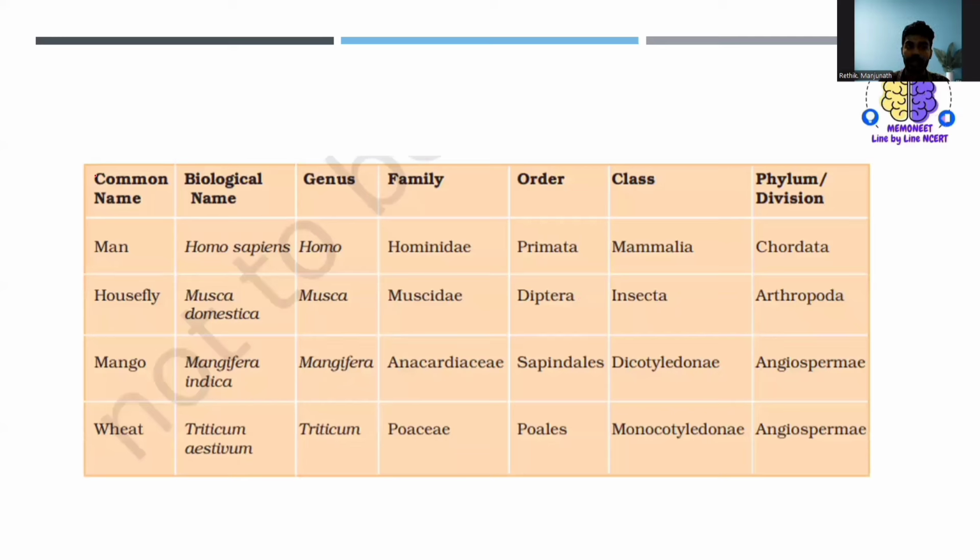This is a table consisting of common names such as man, housefly, mango as well as wheat. They have given the biological names such as Homo sapiens, Musca domestica, Mangifera indica, Triticum aestivum. Along with the genus, they have also mentioned the family, order, class, as well as phylum or division. You can go through this chart once, so that in the exams, if they ask MCQs or match the following kind of questions from this chart, you can answer.